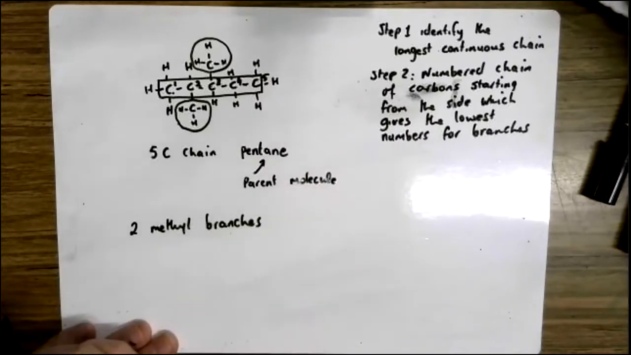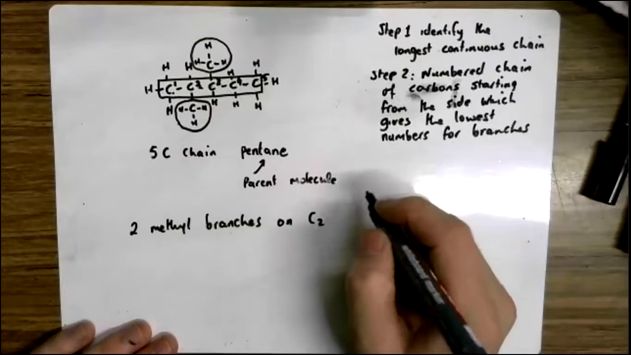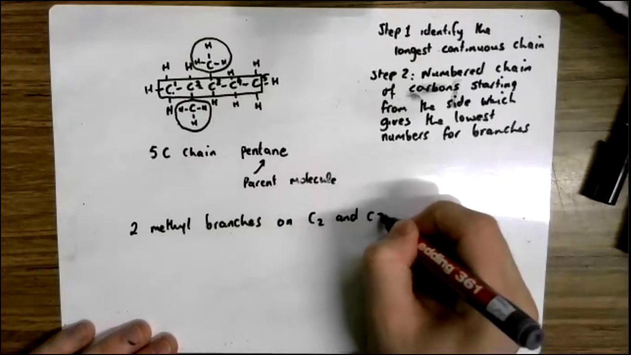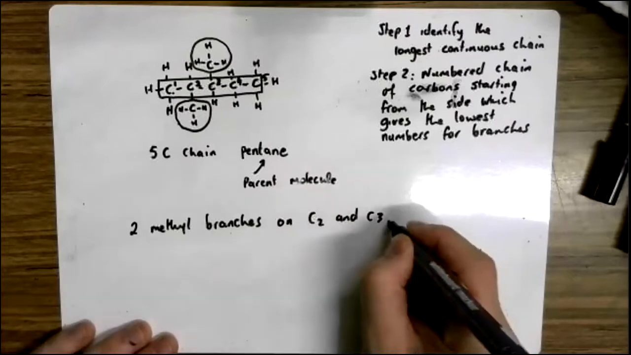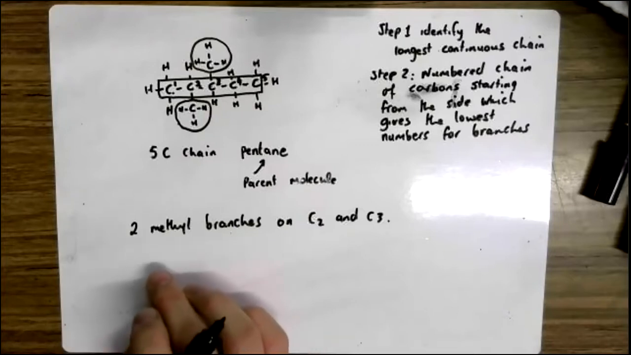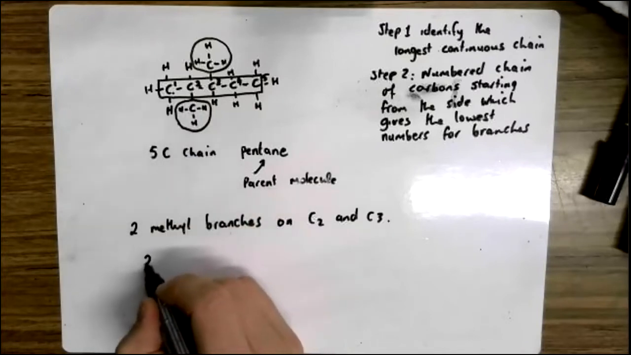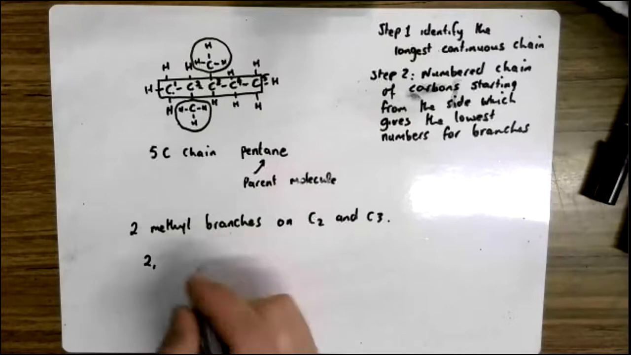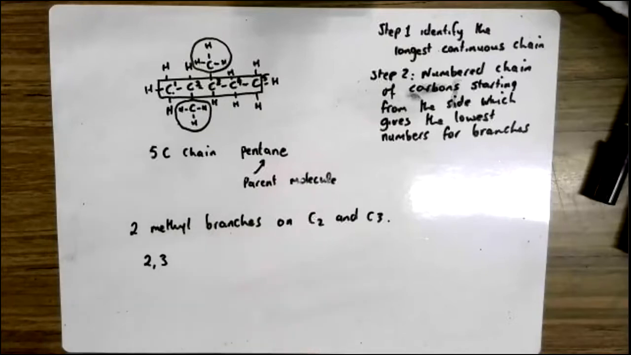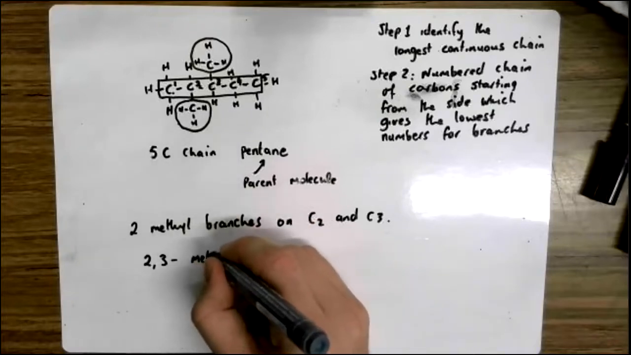And which carbons are they on? Well, they're on carbon 2 and carbon 3. On C2 and C3. So how do we show this? Well, we would write the position. The first thing we're going to do is write the number of the carbon that they're on. So they're on carbon 2, comma, and they're also on carbon 3. 2, 3. Then we put a dash. After we've said what position they are, then we're going to say what type of group they are. Well, they're methyl. 2, 3, methyl.